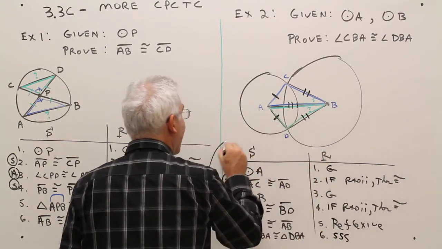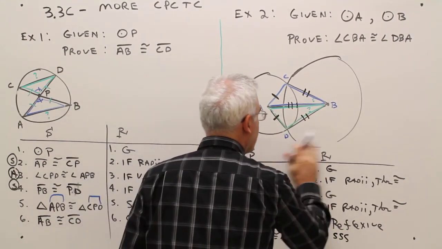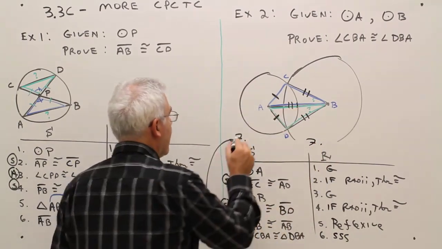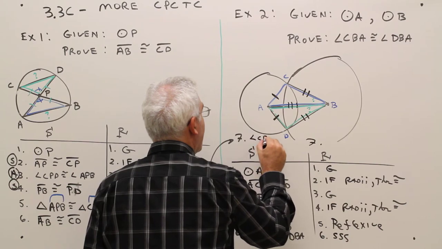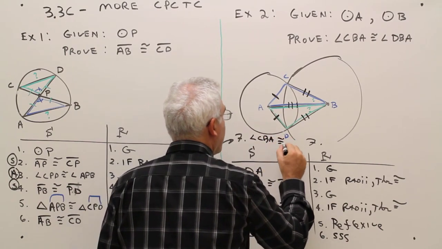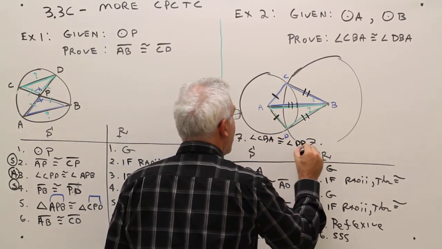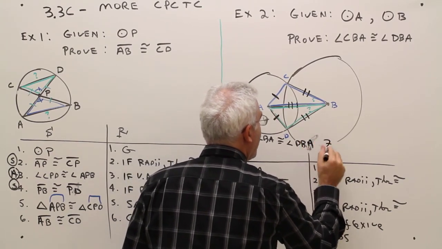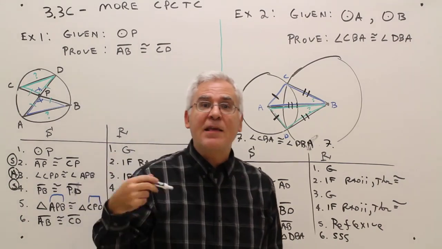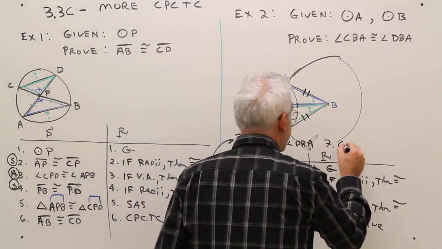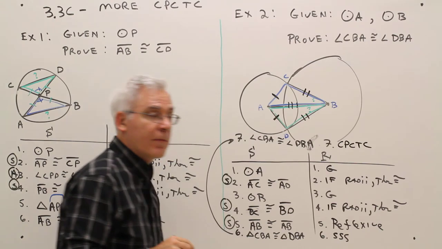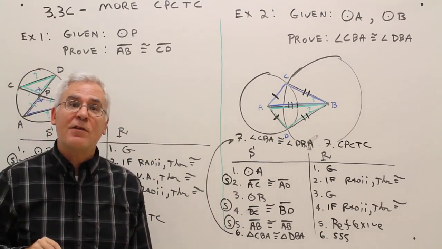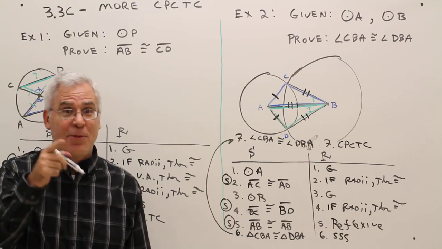And then finally, step 7, I'm going to get the parts that I care about. Angle CBA is congruent to angle DBA. And the reason would be CPCTC. So there you have it. 2 more proofs using CPCTC. Say it 3 times fast.